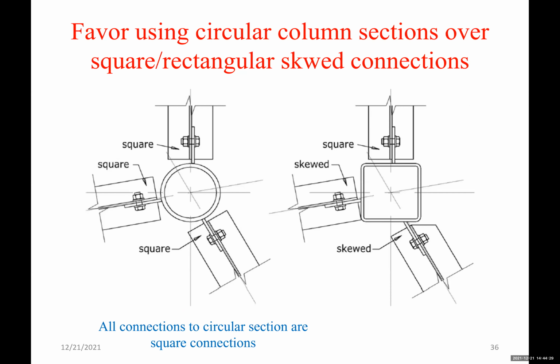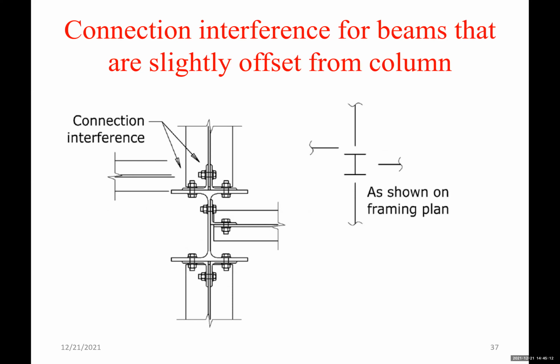connections. Favor using circular column sections over square or rectangular skewed connections. If we are using a circular section, then every connection will be square, right? Every connection will be square. We don't have to use bent plates. We don't have to use stiffeners. We don't have to use CJP weld or anything like that. Versus if we use a square HSS or rectangular HSS, as you can see, it's the same connection, we have 2 skewed connections in this case. So we can use a circular column to avoid all the skewed connections.